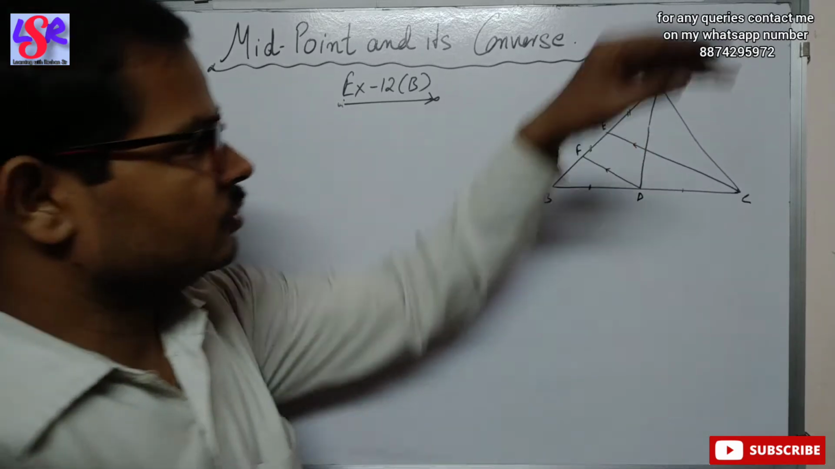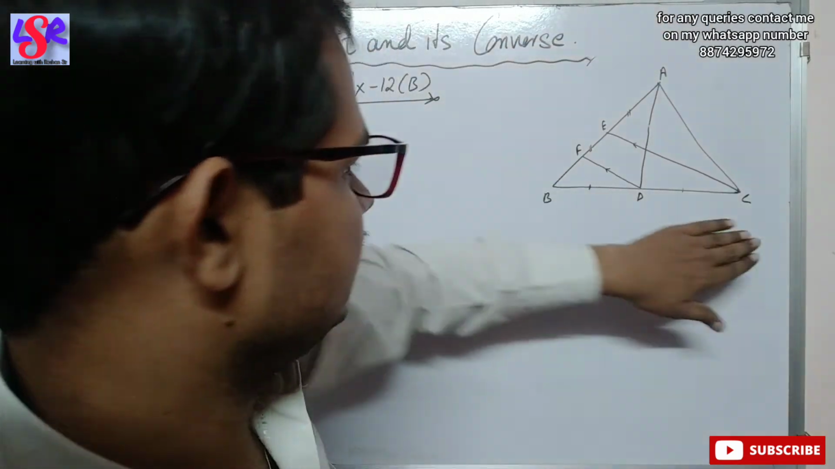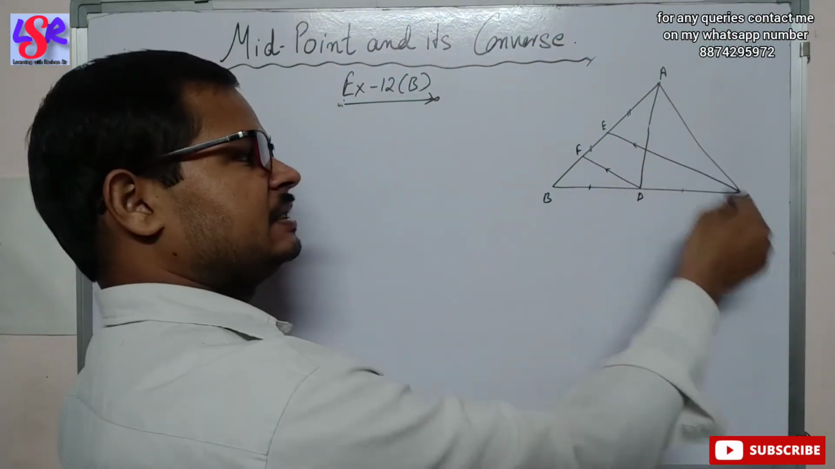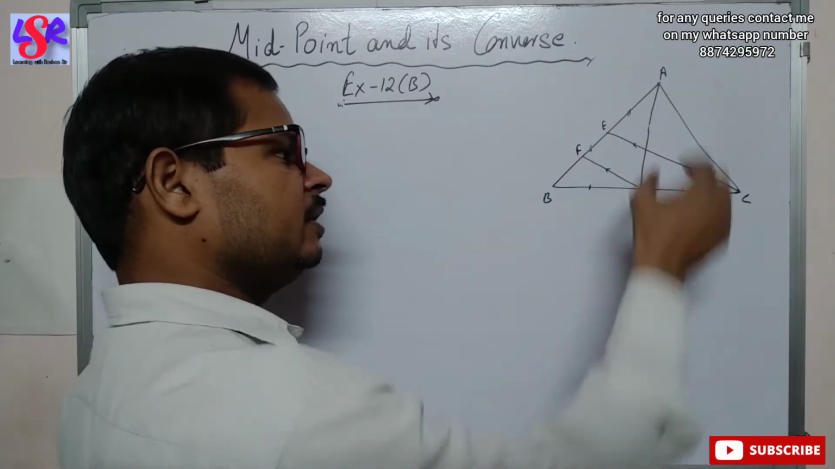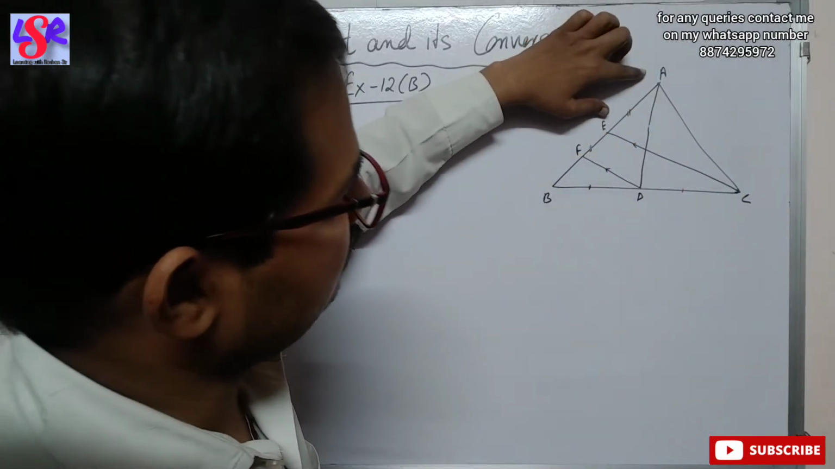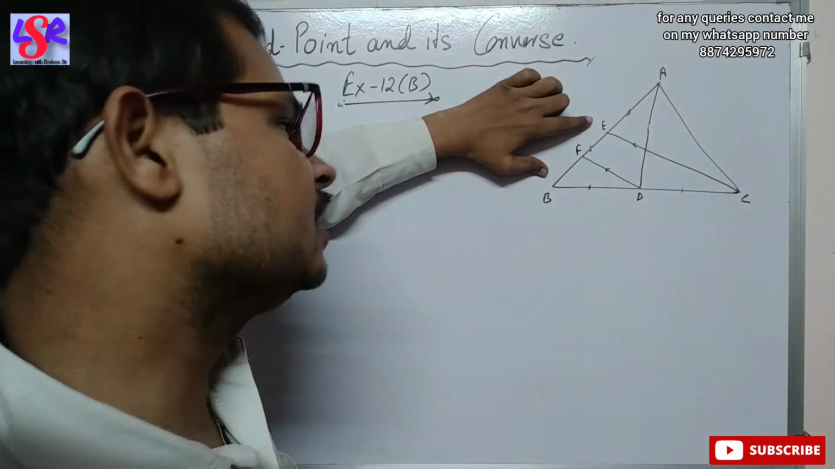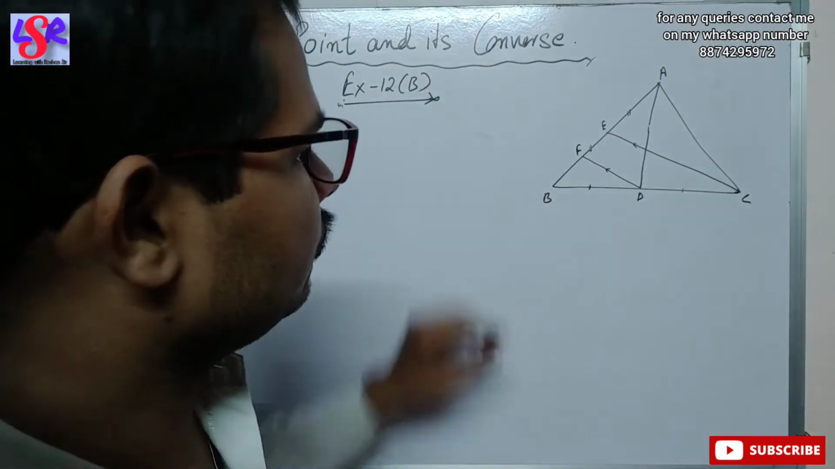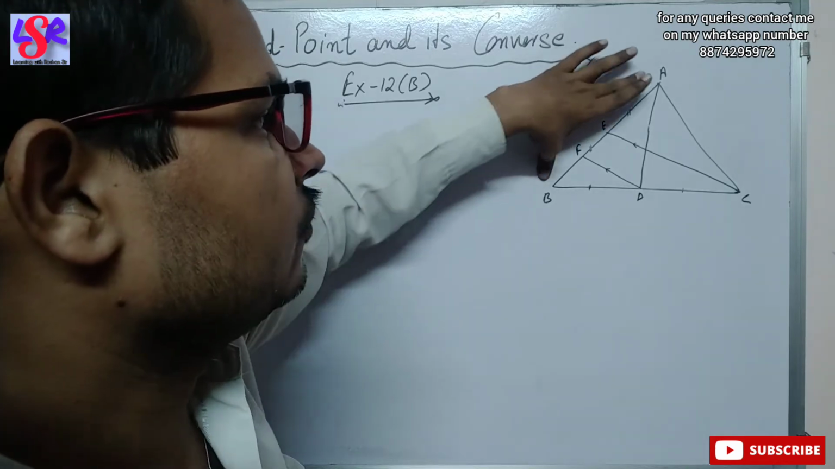Here in this question we have a triangle ABC in which AD and CE are medians. AD मीडियन होने का मतलब है BD और CD बराबर होंगे और CE के मीडियन होने से मतलब है AE और BE की लेंथ इक्वल होगी. Now we have to prove this BF is 1/4 of AB.